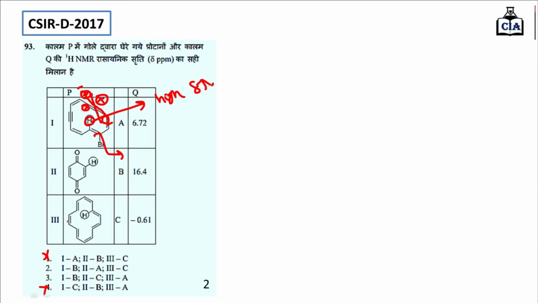Now if you look at this third compound, the inside protons are highly shielded and the outside protons are highly de-shielded. Due to this high shielding, the chemical shift value will be lower, it might even be a negative value. So compound third will have the chemical shift value minus 0.61. Between options 2 and 3, only option second has compound third with chemical shift value minus 0.61 ppm. So option second is the correct answer.